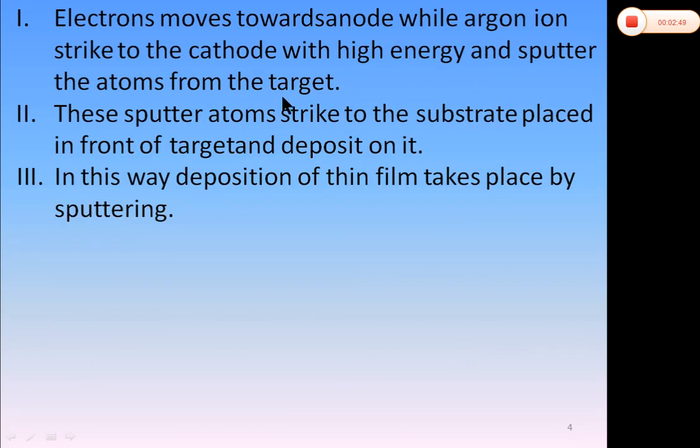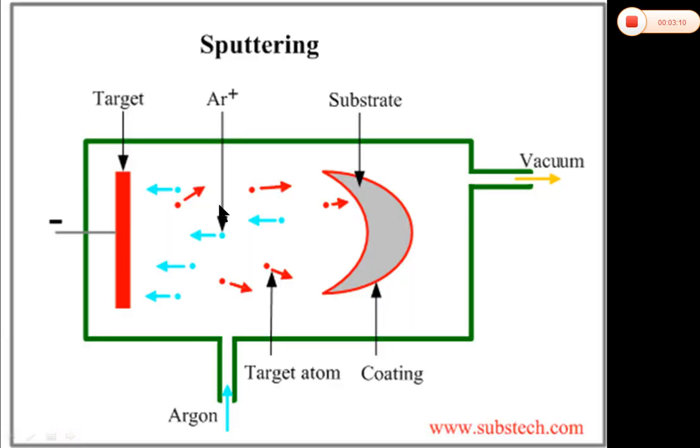Electrons move towards the anode while argon ions strike the cathode with high energy and sputter the atoms from the target. These sputtered atoms strike the substrate placed in front of the target and deposit on it. In this way, deposition of thin film takes place by sputtering.